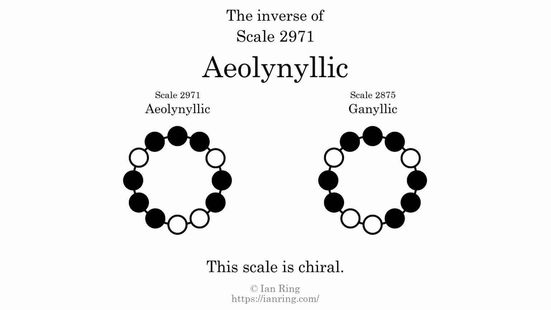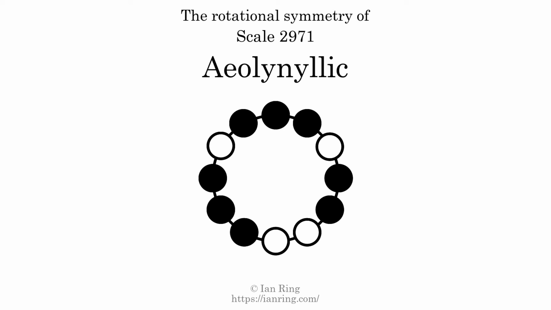The inverse of a scale is a mirror image. It is what you get when the sequence of intervals is reversed. The inverse of this scale is scale 2875, also known as Aeolynyllic. This scale is chiral. It cannot transform into its inverse by rotational transformation. This scale has no rotational symmetry.